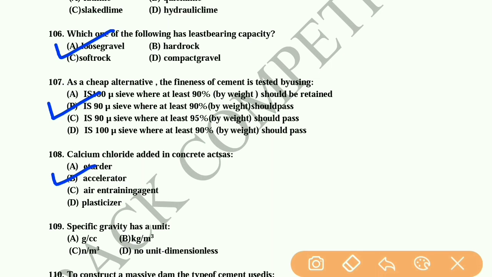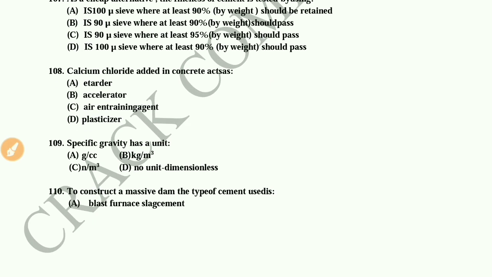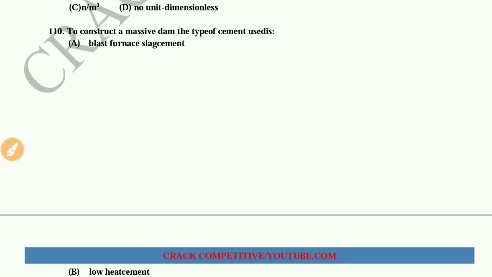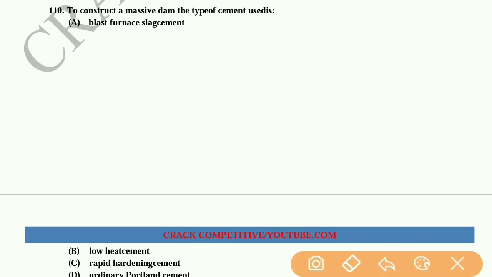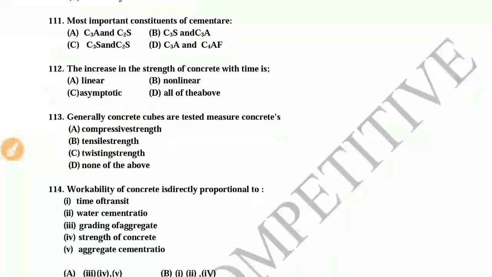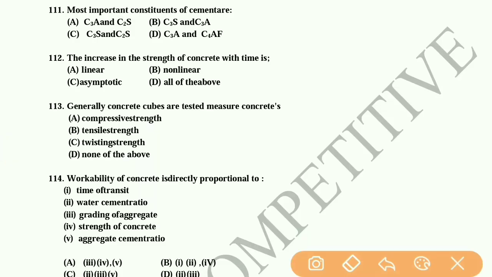Specific gravity has no unit. Option D is right, no unit. To construct a massive dam, the type of cement we should use is low heat cement. Option number B, low heat cement. Next question: most important constituents of cement are, this is option C, C3S and C2S.